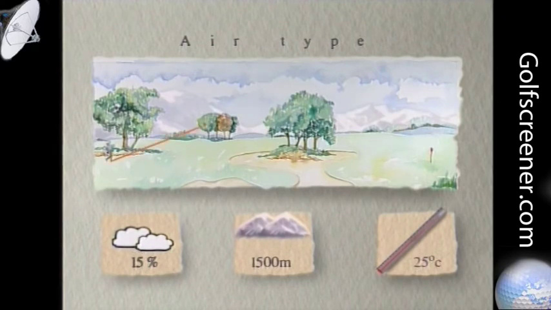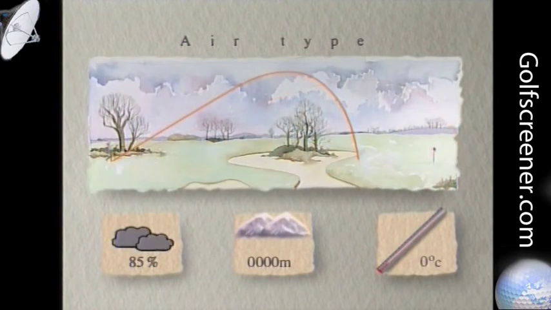A dry summer's day in the Alps will produce a longer, lower flying shot with a much flatter trajectory than normal. A damp winter's day at sea level will produce a higher, shorter shot with a steeper drop.